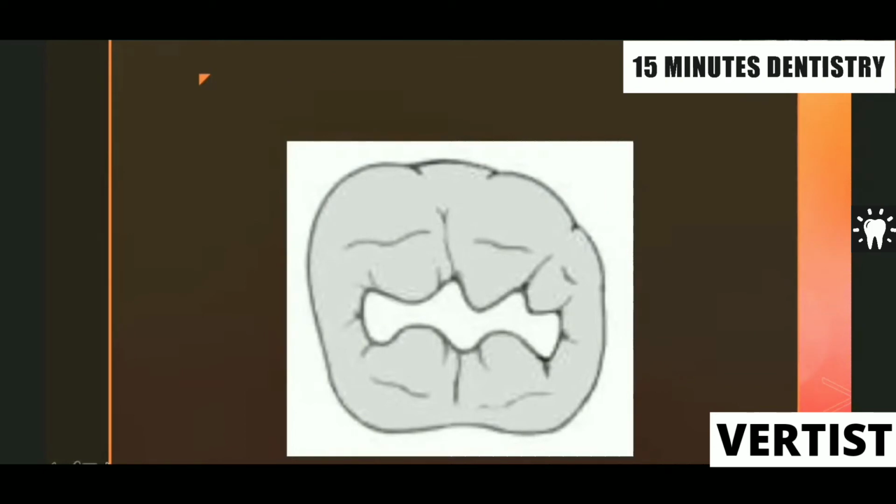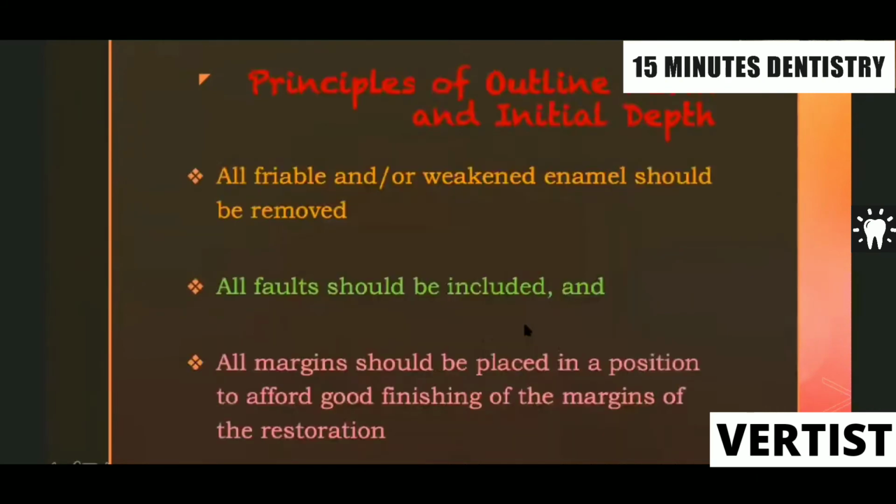So here you can see the outline form includes all the pits and fissures. It includes the mesial and the distal margins, okay? And this is a 5-cut type, right? Now, all weakened enamel and friable enamel should be removed. That is, no unsupported enamel should be left behind. All the faults should be included, whether it is decay, crack, stains, or any such problems. The margins should be placed in such a position that you can afford good finishing of the margins of the restoration. That is very, very important.